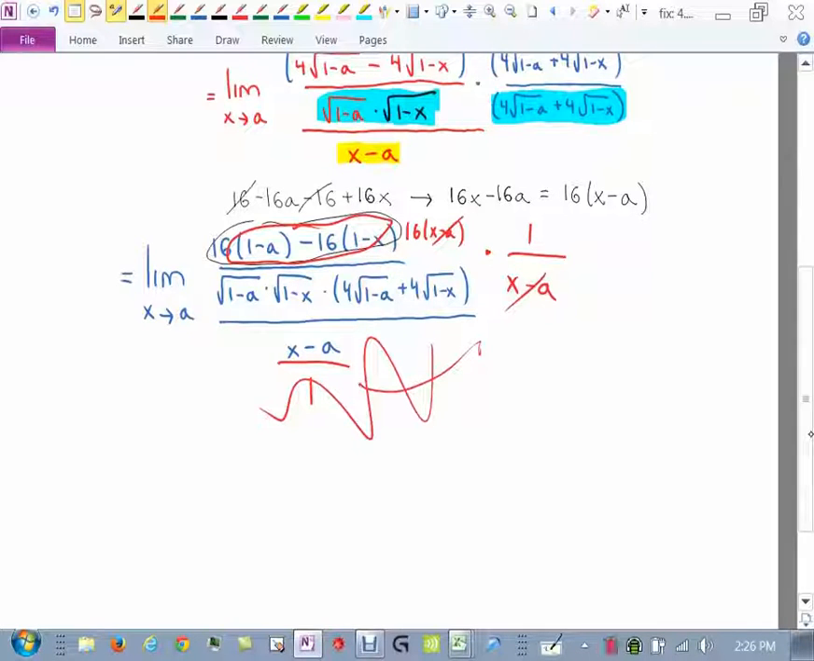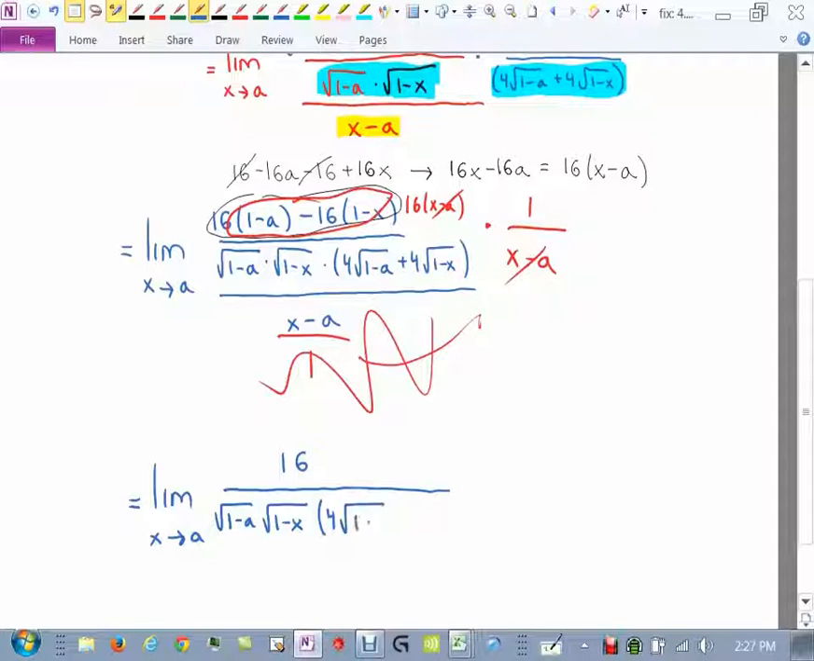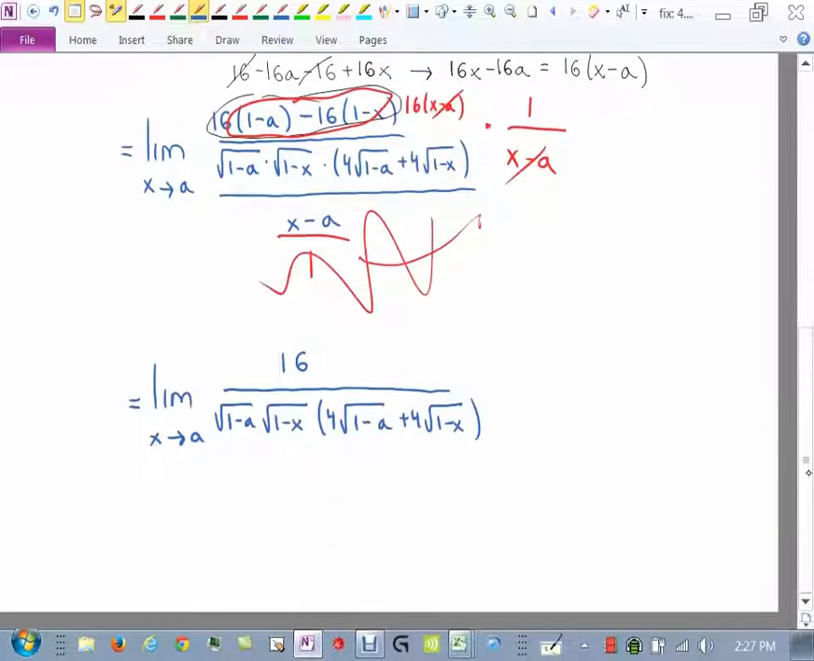How great is that? Limit x approaches a. See, we had the 16 on top that didn't go away. And all this junk down here, square root 1 minus a times square root 1 minus x times 4 square root 1 minus a plus 4 square root 1 minus x. And now I'm ready to try and let x become a. If x becomes a, this will become an a, and this will become an a. Trying to do this without going to a new page. No more limit. We have 16 on top, nothing changed.